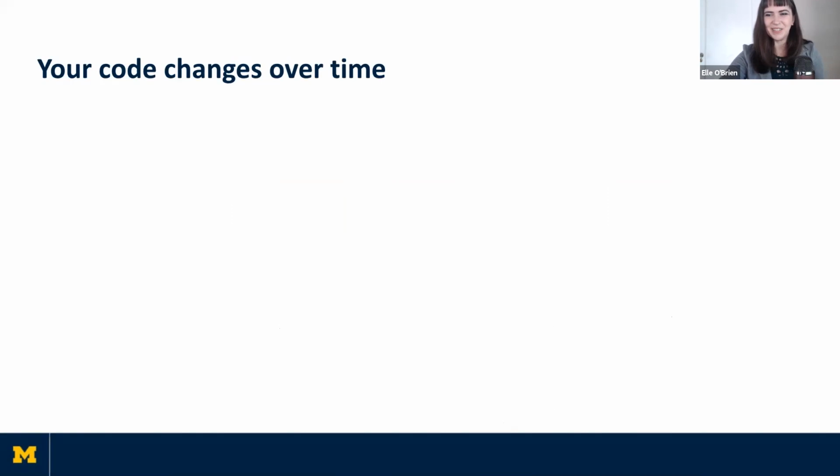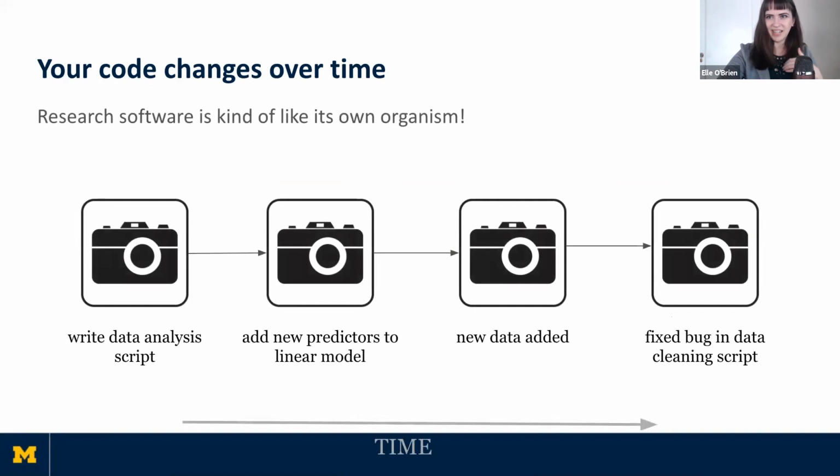And so, even though we write code, it goes through lots of stages and it often has a life cycle throughout each project. You might write a data analysis script. Then you might say, okay, the model that I tried here, it's not that great. I can do a better one. You add some predictors. Then your data set might update. And then you might realize that there was a bug in your data cleaning script. And so you can think of taking pictures of your code at many points in time. And each time it might be a little bit different.